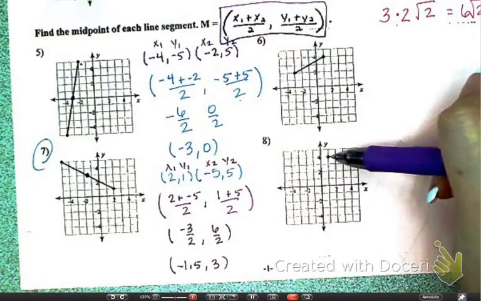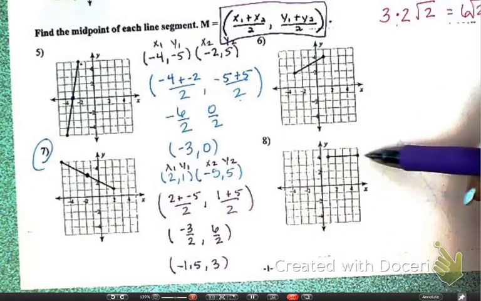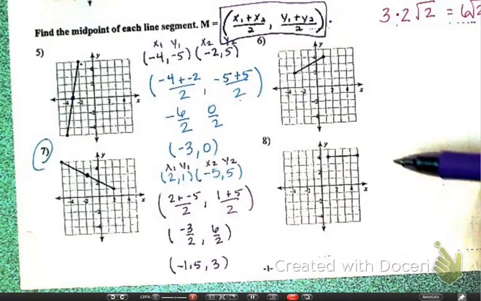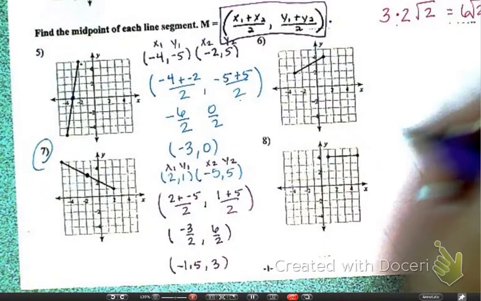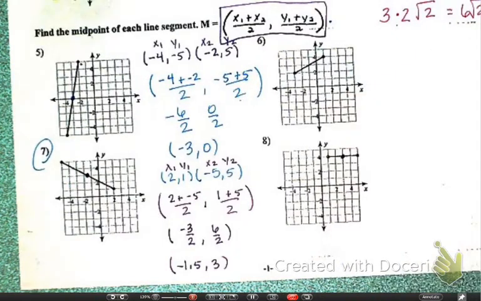Because here I can easily count boxes. I know that that segment is 4 units long, which means halfway in between it is 2. If you have a vertical line, it's the same thing. You can count the boxes. If you have a line that is diagonal, you have to use the formula.